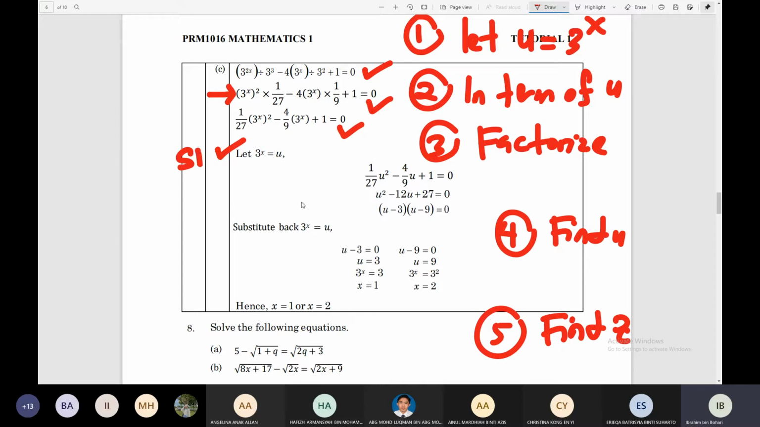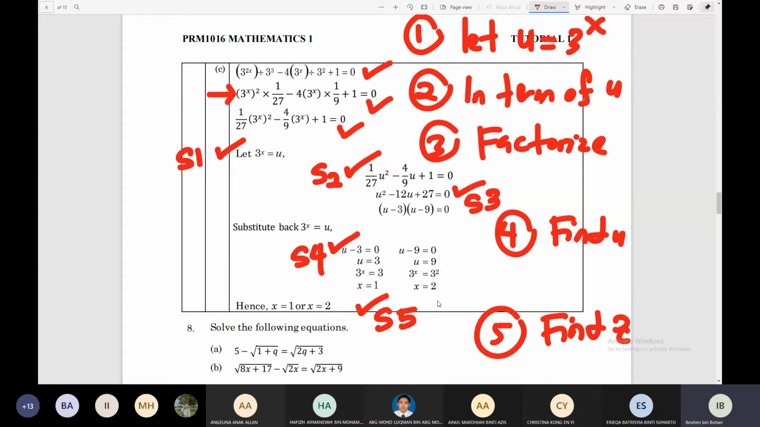Okay. And then step 2, write down the equation in terms of u. 1 over 27 u squared minus 4 over 9u plus 1 equals 0. And here factorize the equation, (u minus 3)(u minus 9) equals 0. I show step by step. You let u minus 3 equal 0 and u minus 9 equal 0. You find the value of u equals 3 and u equals 9. And last, find the value of x. There are actually only 5 steps.